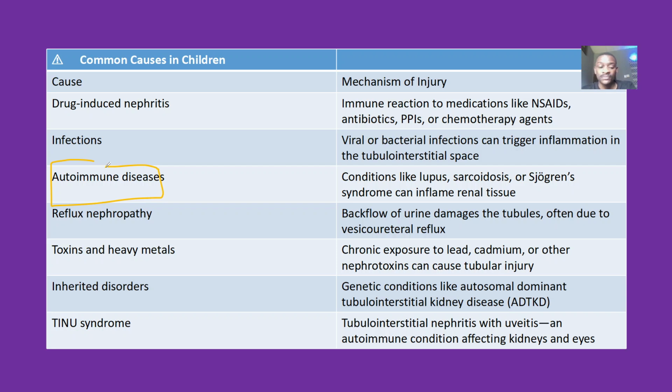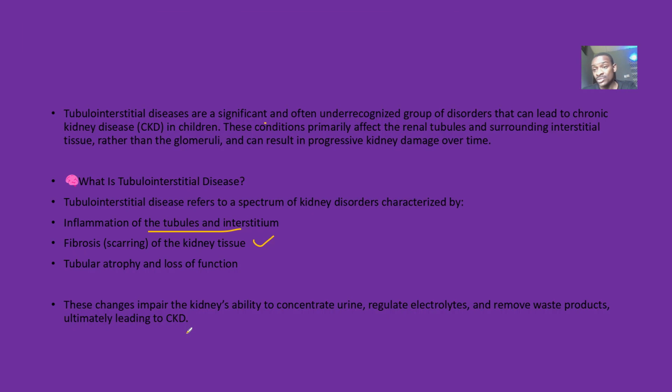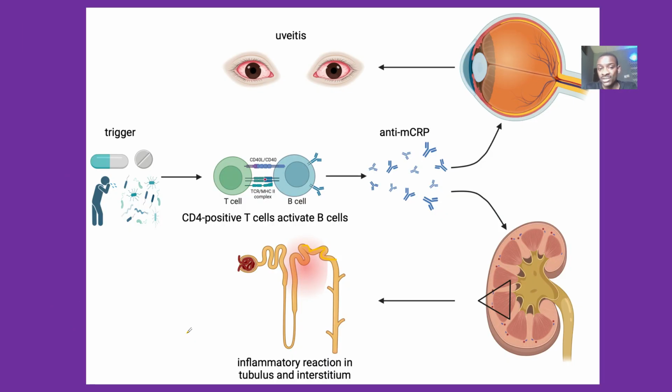Do you understand? It could be in the tubules back to the nephron, or back to the glomerulus rather, because tubules are part of the nephrons. Then sometimes it's exposure to toxins and heavy metals, inherited disorders, then the tubulointerstitial nephritis with uveitis. That's what we have here, the TINU syndrome.